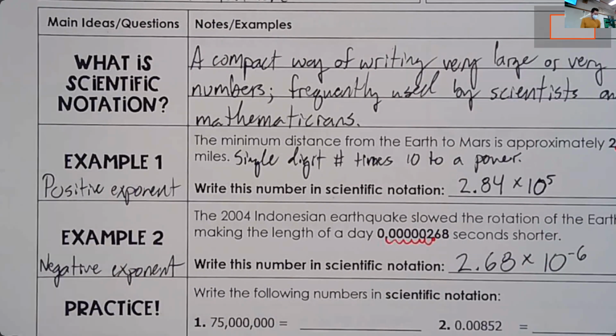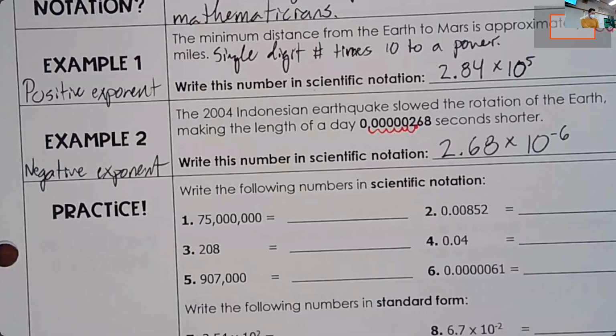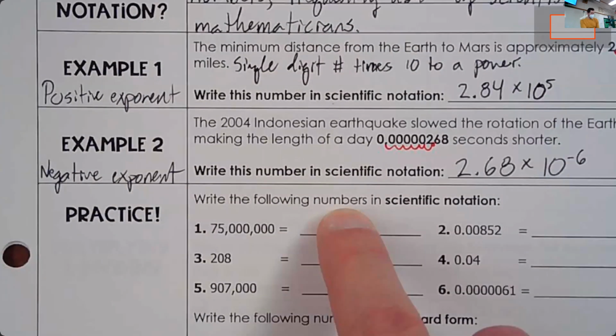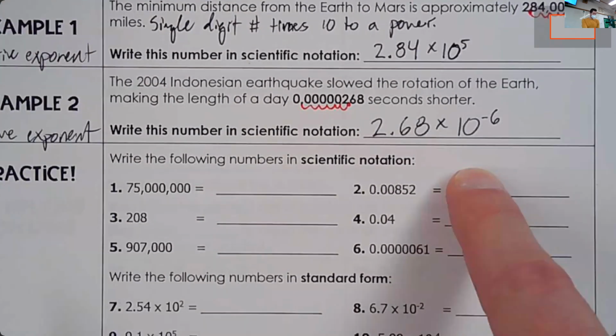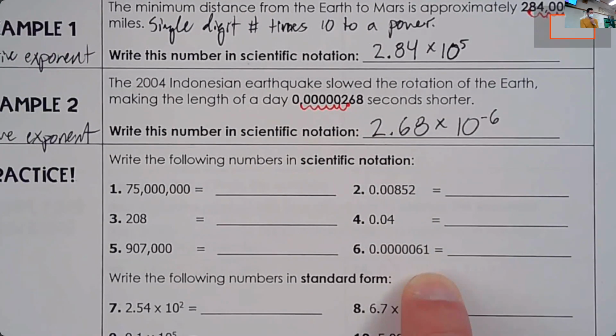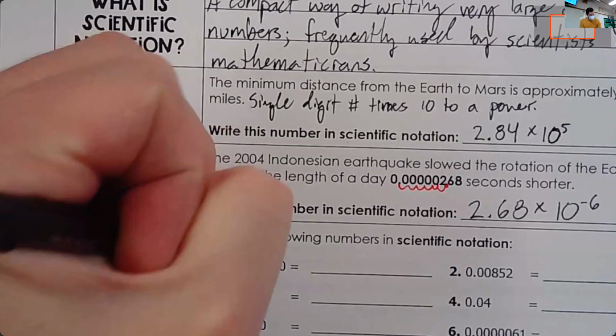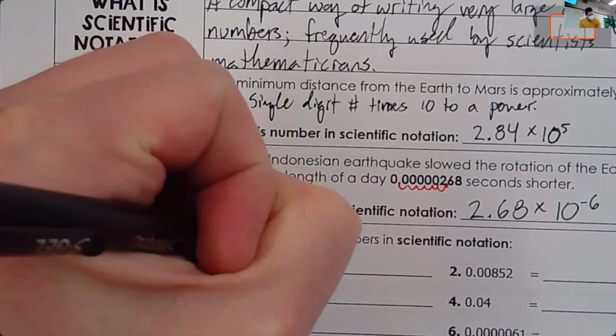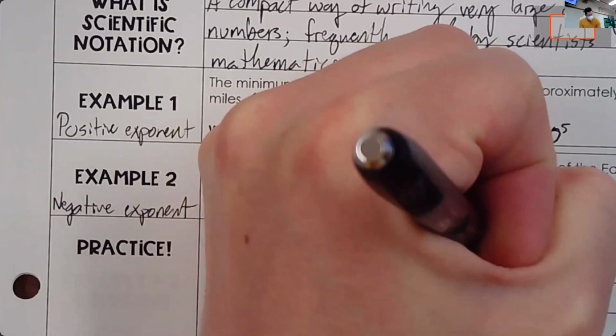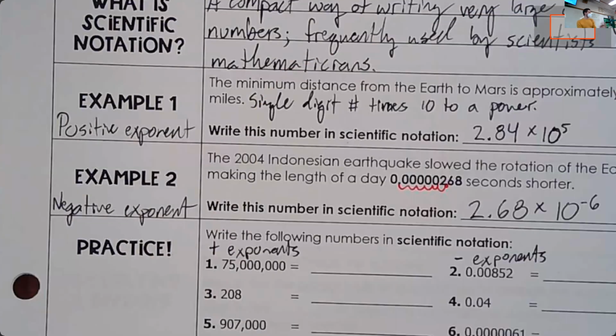All right. So here's our first practice. With these first 3, we're going to change the larger numbers to scientific notation using positive exponents. And then we're going to change the smaller numbers into scientific notation using negative exponents. So positive exponents and then negative exponents. All right, so this is all about moving decimals. However far you move the decimal, that's the exponent you have with your times 10.